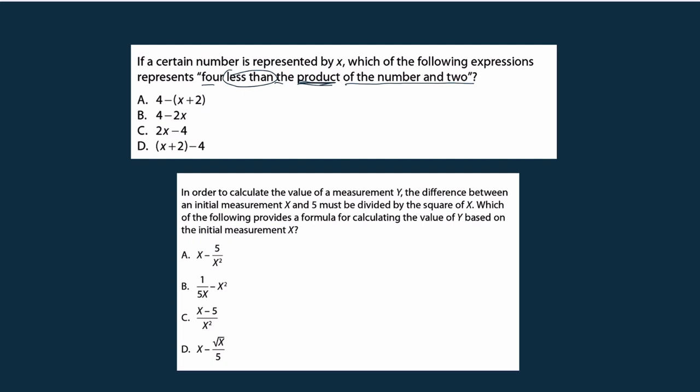So we suppose the number is x, right? So 4 less than is subtraction, right? Subtract. So 4 less than the product of the number and 2. The product of the number is times, right? It's x times 2, so x times 2 is 2x. And 4 less than, what does it mean? It means subtract 4 from 2x, like this. So the answer is C.